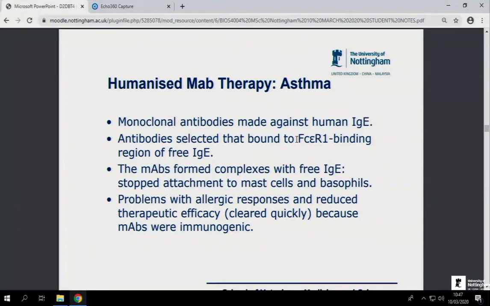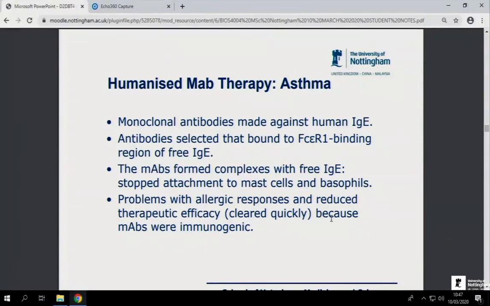However, there is a problem with allergic responses. Because it's cleared very quickly, you need to make sure you do this at the right time. So it's best in acute disease. You've got patients that have come in, they can't breathe, they're in bronchospasm, they're about to die. Give them it then. Their IgE levels go right down and they start to breathe again. It's really, really excellent. So that's a good potential.